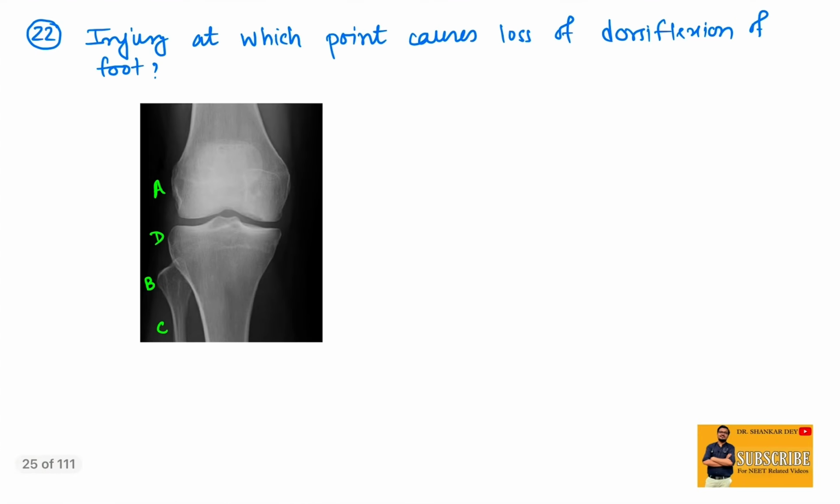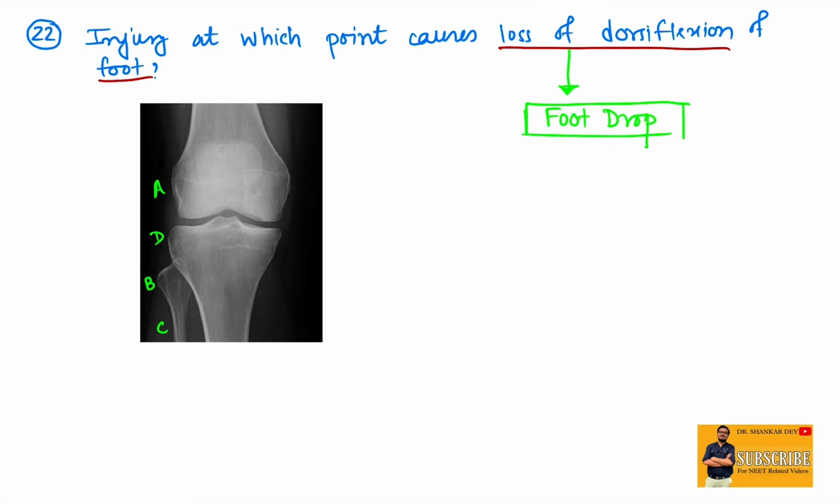Next question, coming to question number 22. Injury at which point causes loss of dorsiflexion of foot? As all of you know, loss of dorsiflexion, in other words, is nothing but foot drop. In case of foot drop, the patient will be unable to dorsiflex his foot. So this is foot drop.